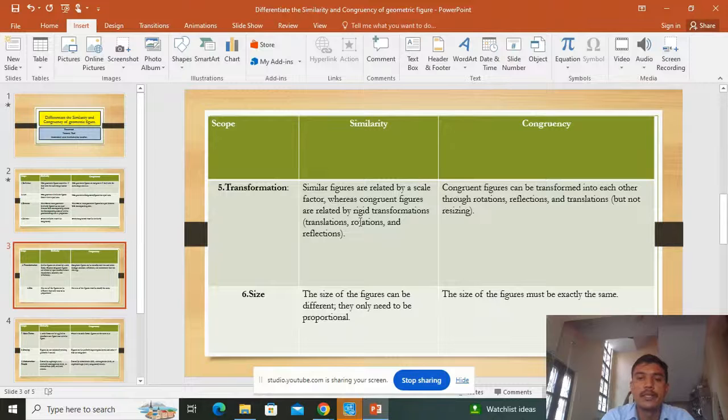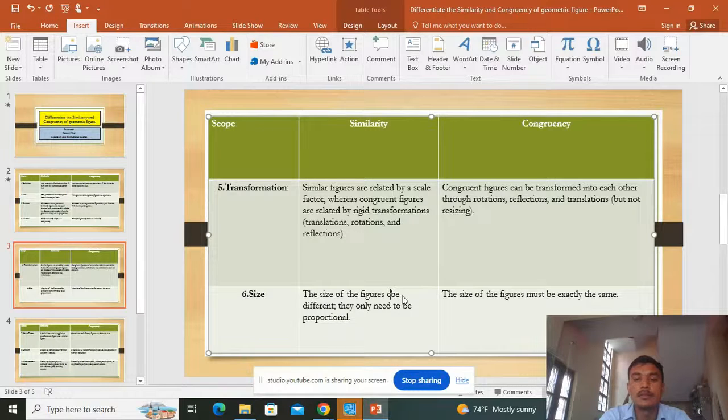Similar figures are related to scalar factors. The size of the figures can be different. They only need to be proportional. तिनीहरूको size only needs to be proportional.